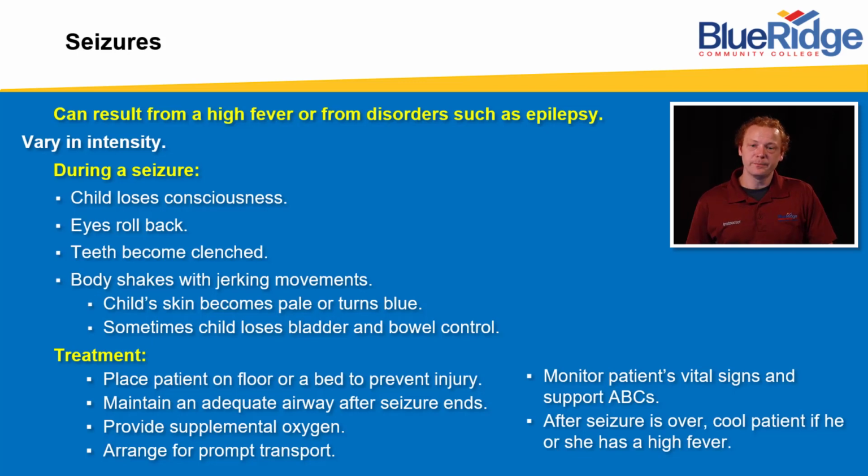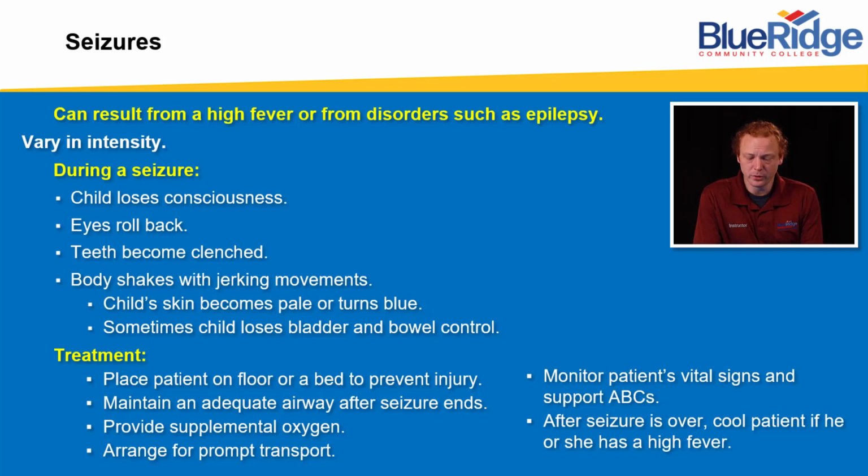So during a seizure, they will lose consciousness or appear to lose consciousness. The eyes may roll back in the head. Teeth may become clenched. The body shakes with severe jerking movements, and their skin may turn pale and cyanotic or blue. Sometimes the child will lose their bladder or bowel control.